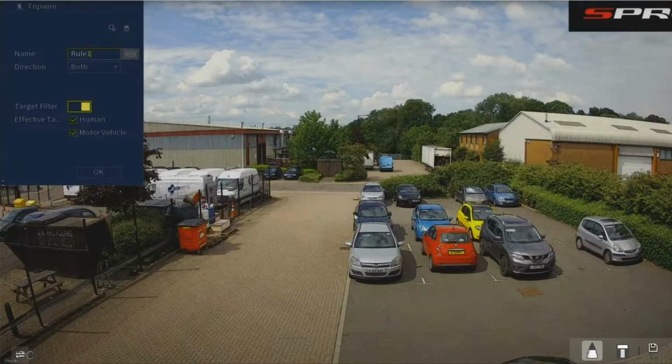We could, for example, draw a tripwire down the middle of the car park which looks for whenever a human crosses over into the vehicle only lane. We could also have an intrusion area set up to notify us if a car parks in a reserved parking space, and so this would obviously be set up to only trigger if it detects a vehicle entering this area.